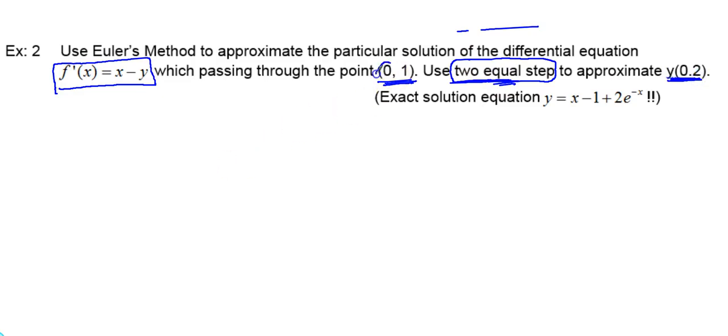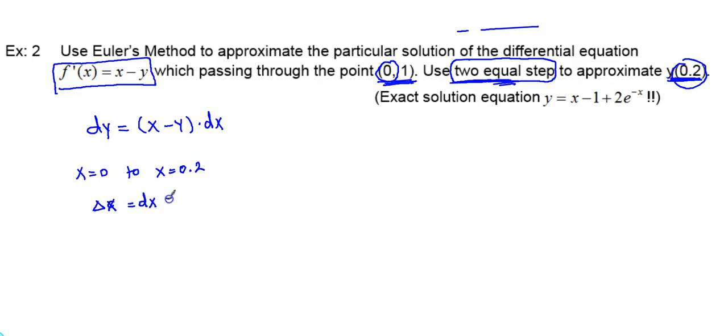So remember, this is my x value. You are starting at 0, and you have to go to 0.2. So what will be your step size? I'm just beginning with x minus y times dx. You must find dx. So x equals 0 to x equals 0.2 in 2 steps. So my dx, which is delta x, is 0.1.